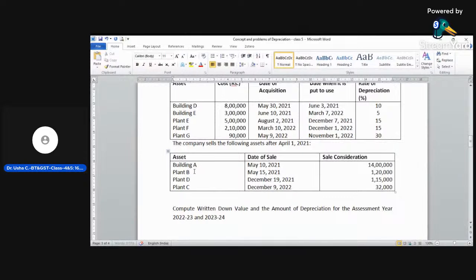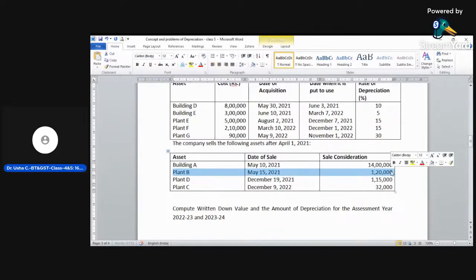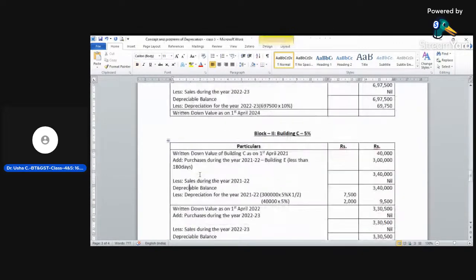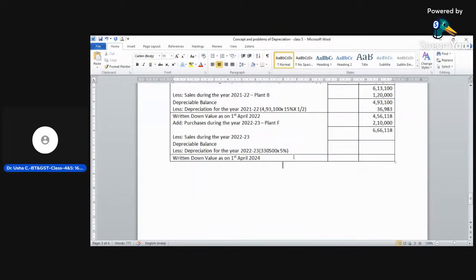Plant B is sold on May 15th, and it has already been taken into consideration because it was for the year 2021-22. And plants C and D relate to block 4, so we cannot take them into this period, that is for block 3. Okay, so now this is the written down value, the sales during the year for this is nil. The balance is 6,66,118, and the depreciable balance, calculate depreciation for this.